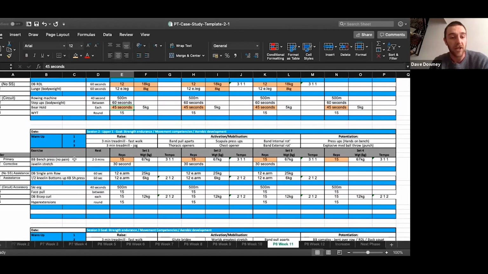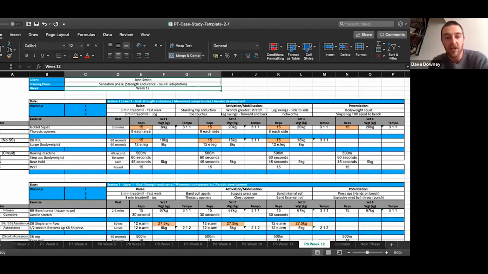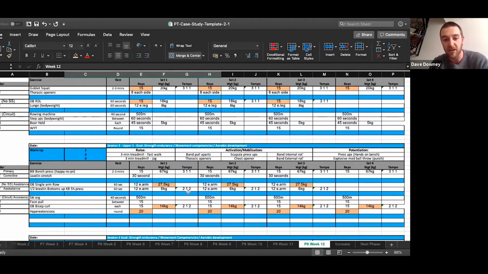So then primary here, we've got bench press, so 15 reps, no pain again, which is great, and the weight is nice and strong. And then we move into that last week. So we're here 15 reps, 20 kg, 4 sets. We've overloaded there, so that's quite a lot of volume. We've increased it to small, just increases.